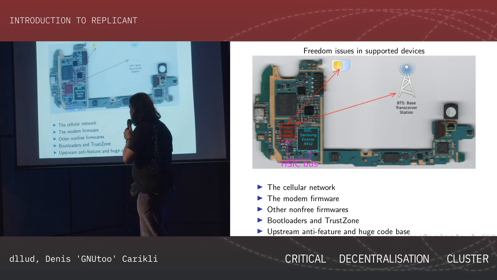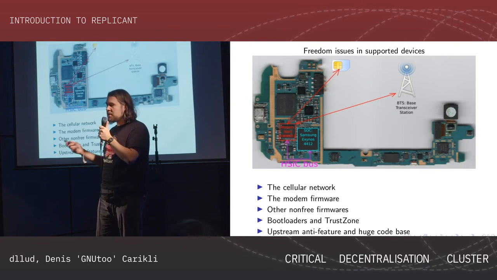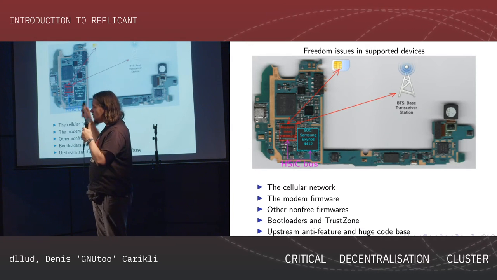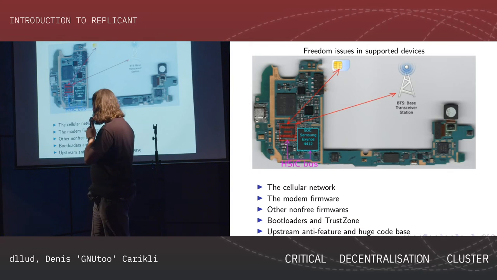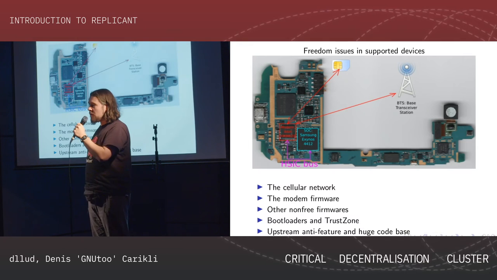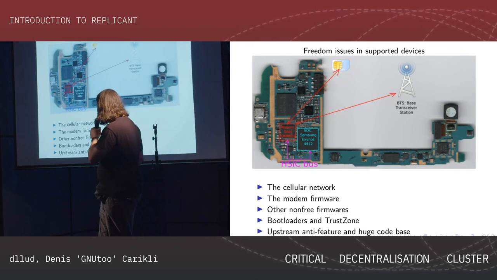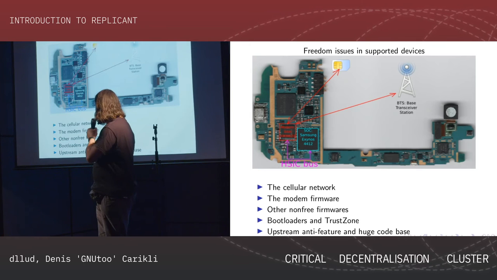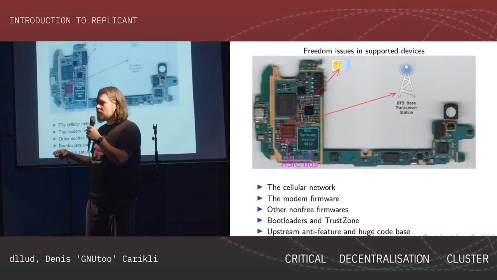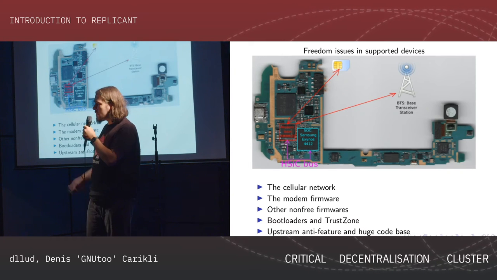So a lot of freedom issues. The network knows where you are, with 10, 20 meters accuracy, all the time when your phone is connected to the network. This is part of the protocol. The modem firmware has its own OS and it's completely non-free. So we can't trust it and we can't change anything inside it. You have many other non-free firmware, like for instance Wi-Fi, Bluetooth, depending on the model, video decoding acceleration, things like that.